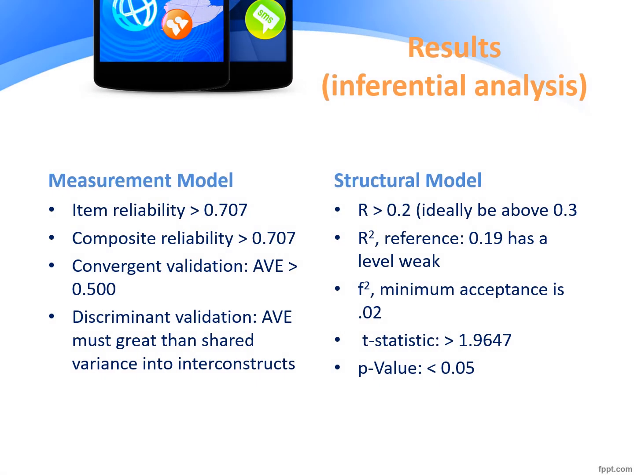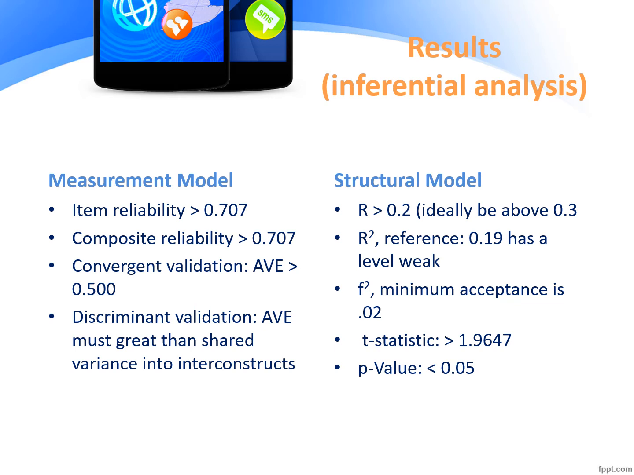For the inferential results, they are divided into 2 parts. First, the measurement model. The minimum values are: item reliability must be greater than 0.707. Composite reliability must be greater than 0.707. Convergent validity, average variance extracted or AVE, must be greater than 0.5. Discriminant validity: AVE must be greater than the shared variance between constructs.